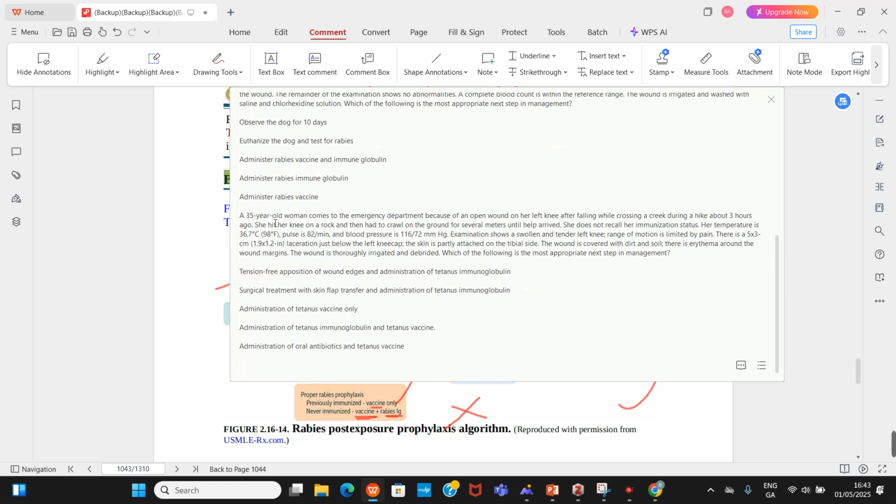A 35-year-old woman comes to the emergency department because of an open wound on her left knee after falling while crossing a creek during a hike about 3 hours ago. She hit her knee on a rock and had to crawl. She does not recall her immunization status. Let's look at the important things there. There's a laceration just below the left kneecap. The skin is partially attached on the tibial side. The wound is covered with dirt and soil. There is erythema around the wound margins. The wound is thoroughly irrigated and debrided. Which of the following is the most appropriate next step in the management?